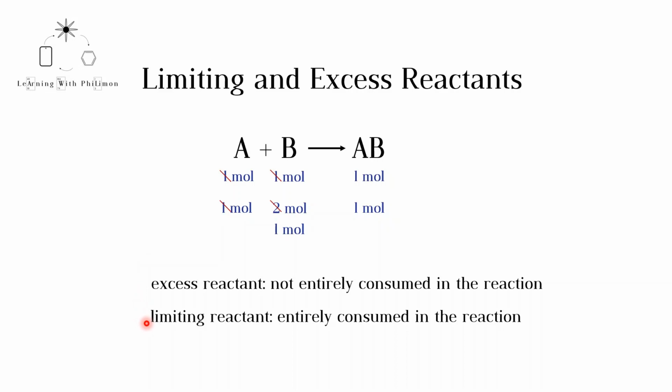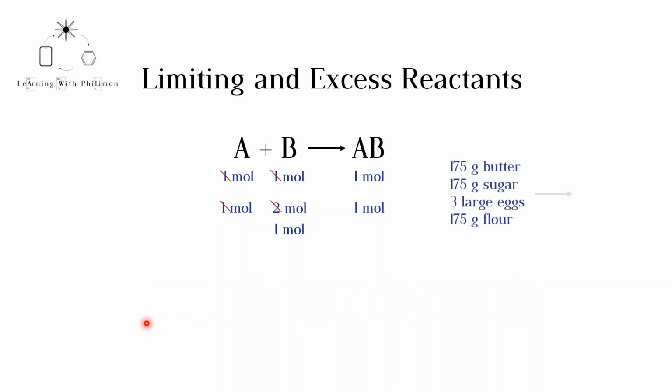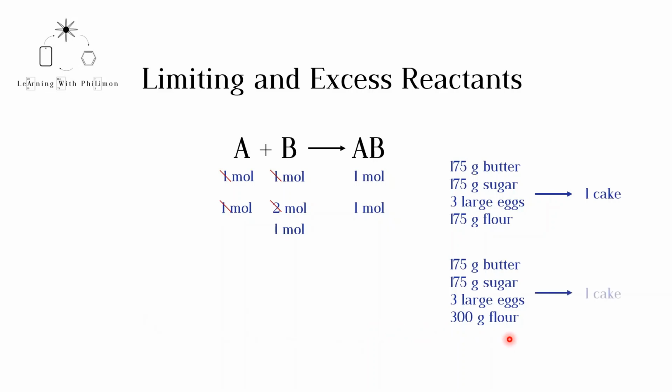Another way to think about these concepts is taking an example from baking. We need the following amounts of each ingredient to make 1 cake. Let's say we have the same amounts of each ingredient, but 300 grams of flour. We can still only make 1 cake as we don't have enough butter, sugar, or eggs to make 2 cakes. There will be flour left over, so that would be the excess reactant. The rest of the ingredients are the limiting reactants.